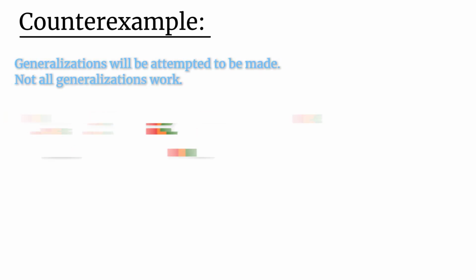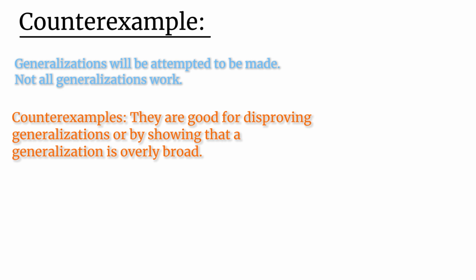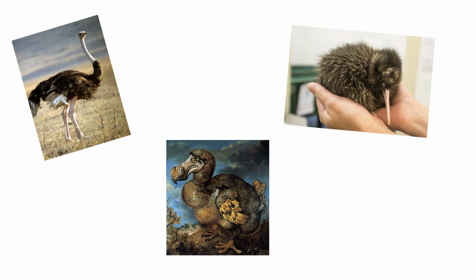Enter the counterexample. A generalization: if a bird has wings, then it can fly. But if you've ever heard of an ostrich, you know this isn't true. But here are some other examples in case you weren't convinced. There's the kiwi, there's the dodo, there are penguins, and so on and so forth.